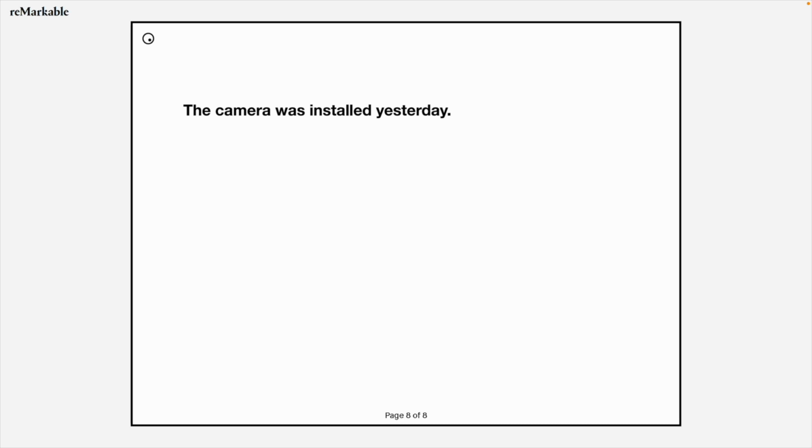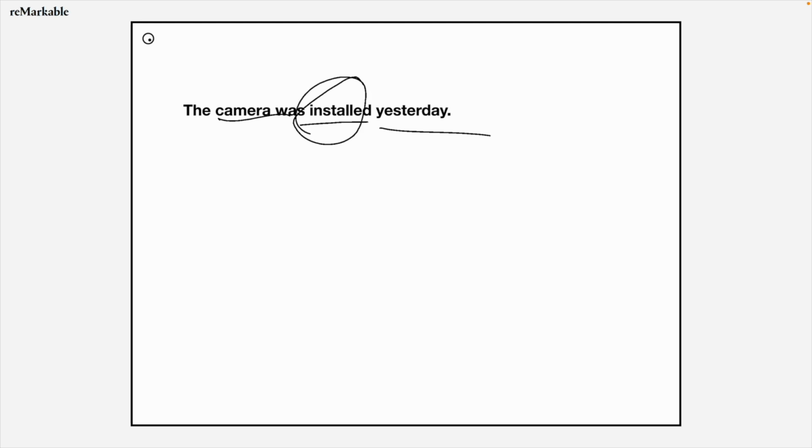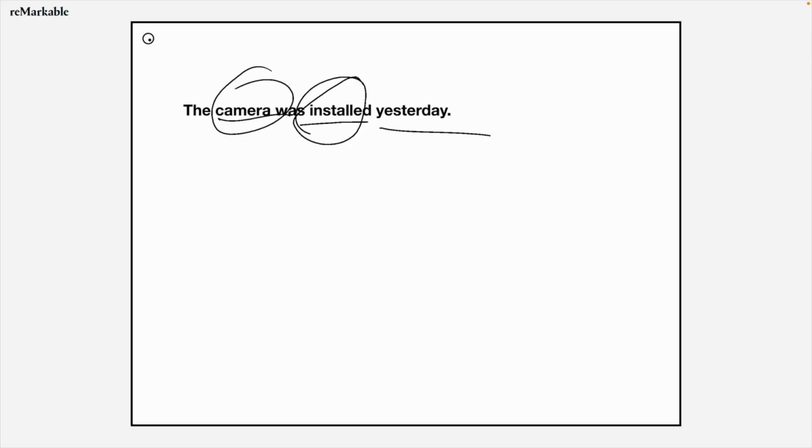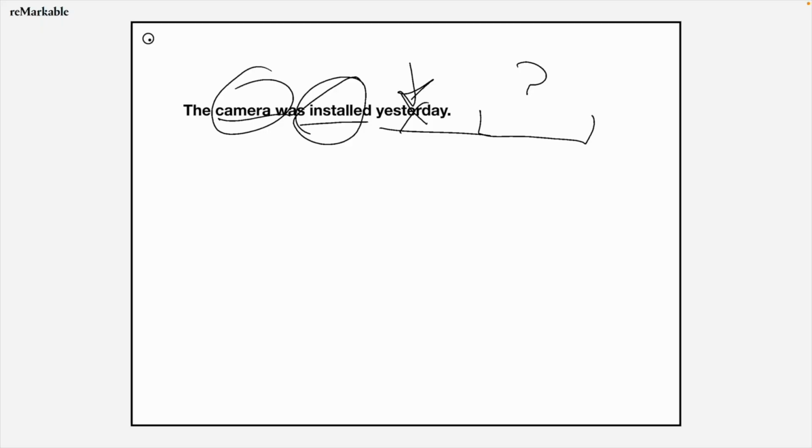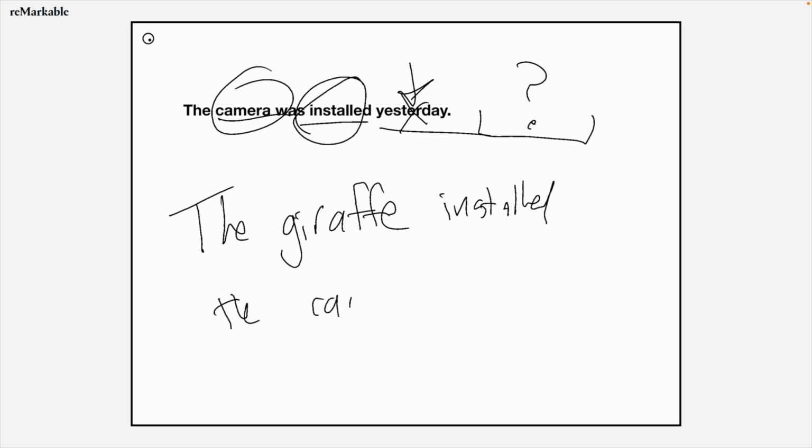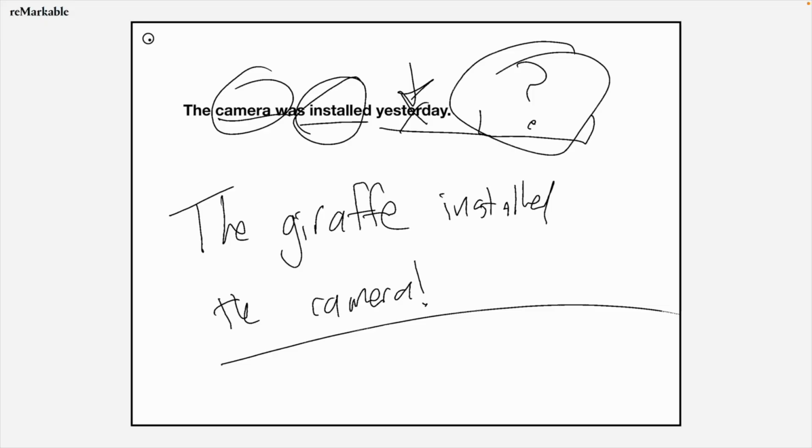I think this might be the last one. The camera was installed yesterday. Okay, main verb is installed. So the camera was installed yesterday. Wait, who's doing the action? Is it camera? No. Are there any other nouns in here? Oh, here's another noun. Is it yesterday? Let's try it. Yesterday installed the camera. No, because yesterday isn't a person. So again, big question mark. Who or what did the installing? I don't know. The giraffe installed the camera yesterday.